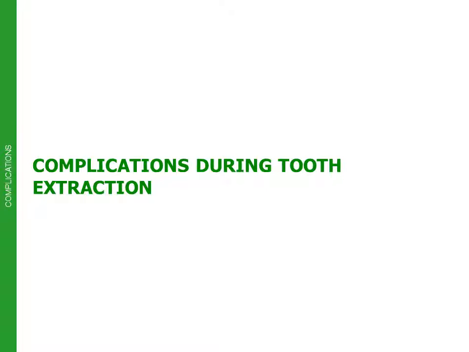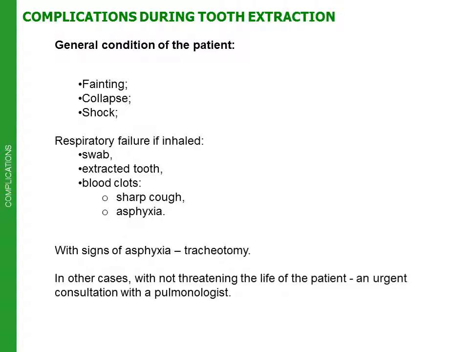Complications during tooth extraction. Complications in the form of violation of the general condition of the patient can be fainting, syncope, collapse, shock, respiratory failure from inhaled extracted tooth, swab, or blood clots, sharp cough, and asphyxia. With signs of asphyxia, you have to do tracheotomy or cricoconiotomy. In other cases, not threatening the life of the patient, an urgent consultation with a pulmonologist must be arranged.